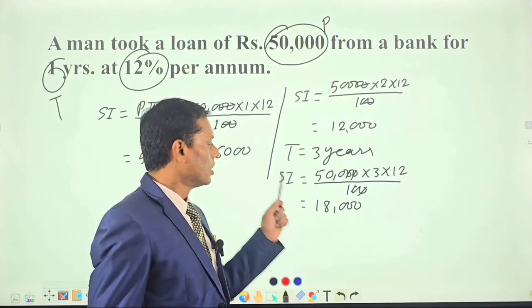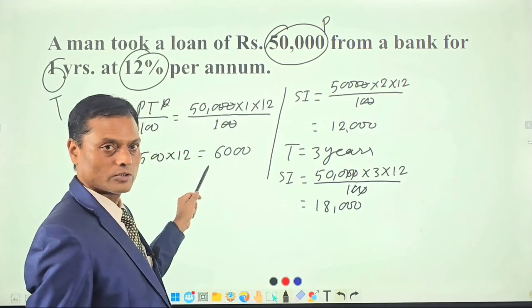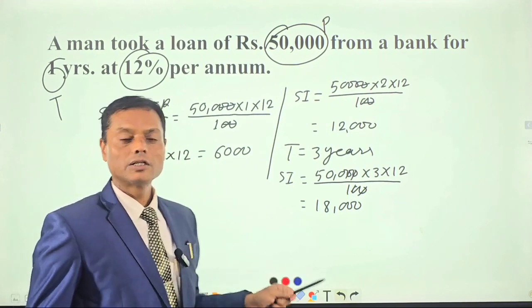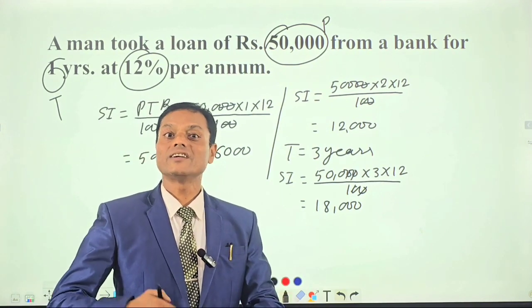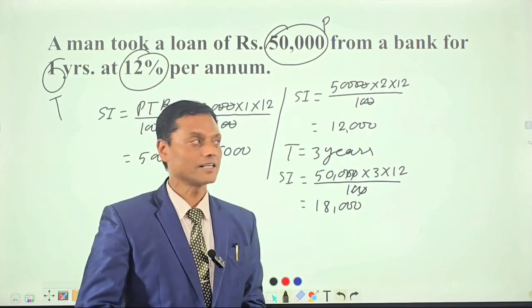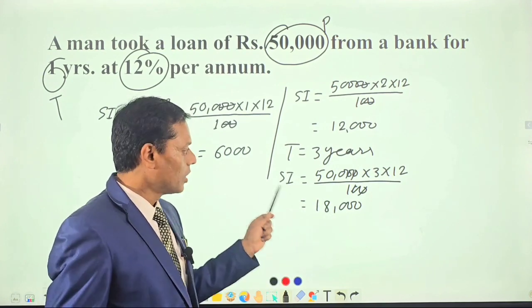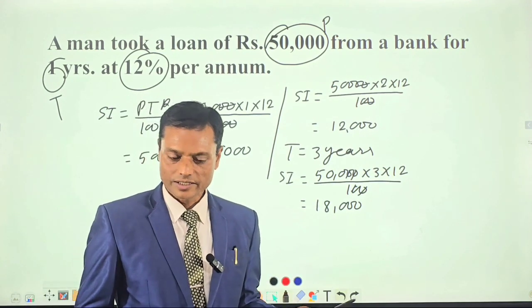It means 12,000, 18,000, they are the multiples of 6,000, isn't it? So in this condition, the principal is not increasing, isn't it? Only the interest is going on. Interest is increasing, isn't it? As the time increases, interest is also going on increasing, right? But the principal is remaining constant, isn't it?